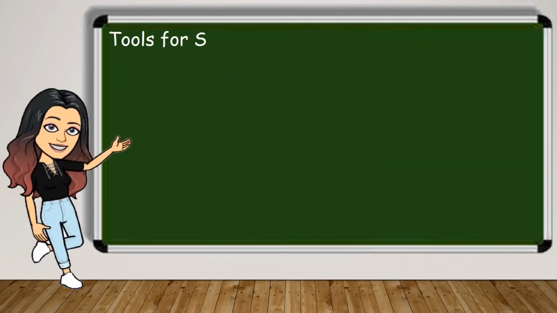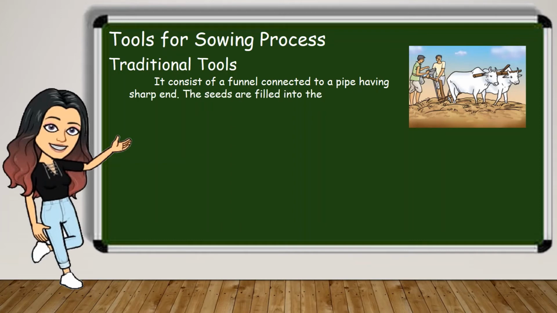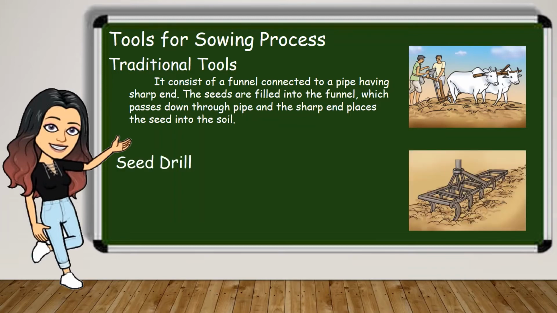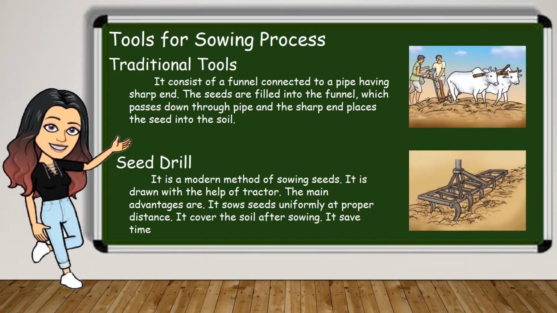Tools for the sowing process. Traditional tools. It consists of a funnel connected to a pipe having a sharp end. The seeds are filled into the funnel, which pass down through the pipe, and the sharp end places the seed into the soil. Another tool is the seed drill. It is a modern method of sowing seeds. It is drawn with the help of a tractor. The main advantages are: it sows seeds uniformly at proper distance. It covers the soil after sowing. It saves time and labor.